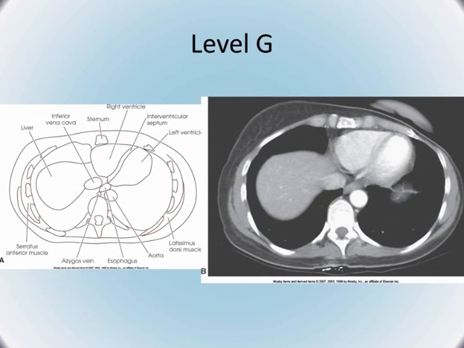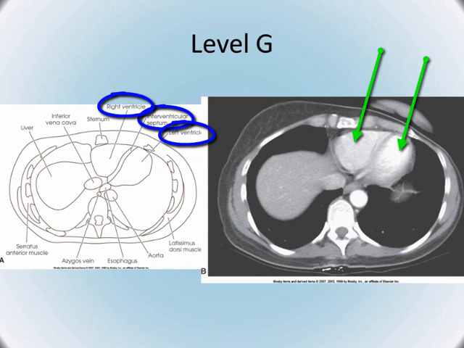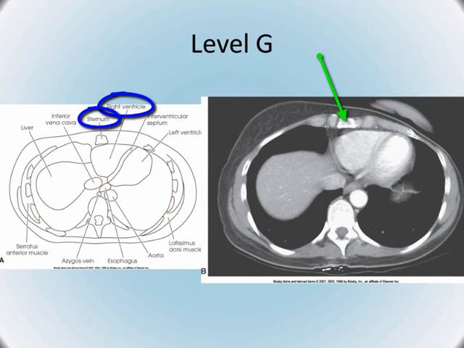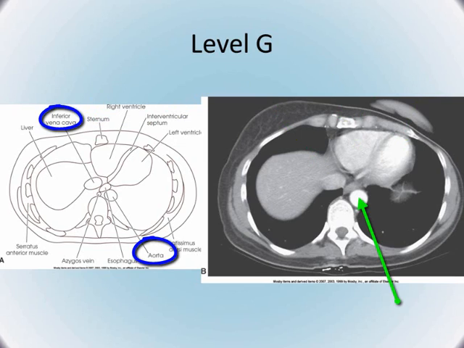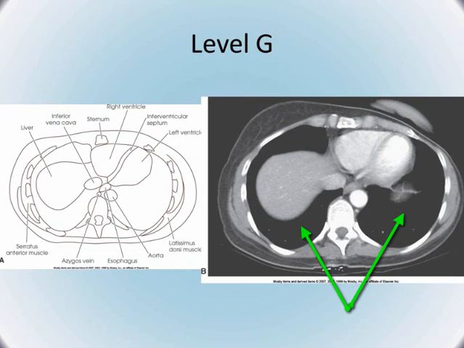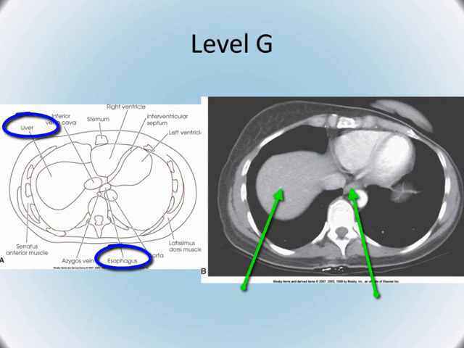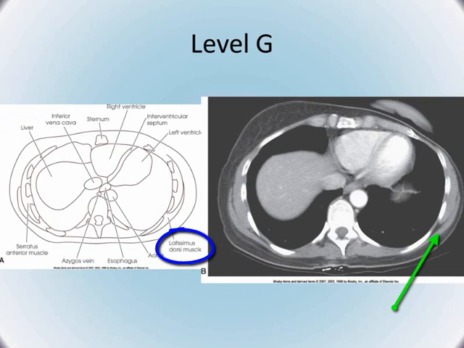At level G, we've gone more inferior, so you're still going to see the ventricles. We've lost the atria in this slice. Here's the interventricular septum, the left ventricle and the right ventricle, the sternum, the inferior vena cava, the aorta, the right and left lungs, the esophagus, and the liver, which appears for the first time on this slice, and the latissimus dorsi muscle, and of course the sternum.